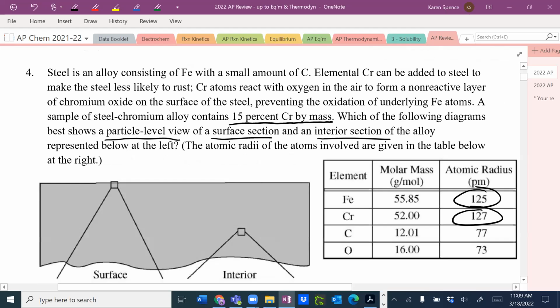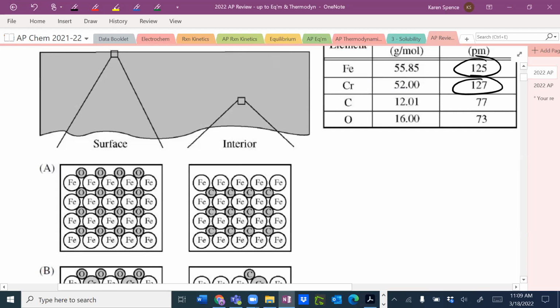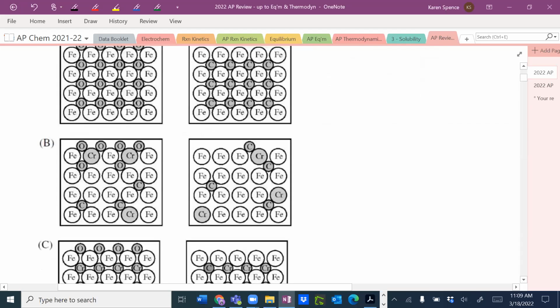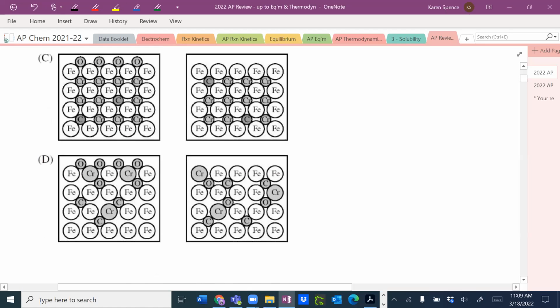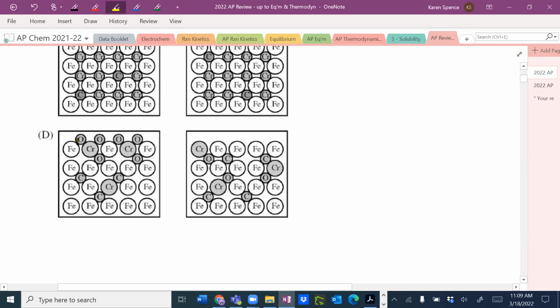so there is a protective coating of chromium oxide on the outside. So I would expect to see chromium and oxygen on the surface. So let's go through here and see if we see some chromium and oxygen on the surface. And I believe this one looks good for that, but let's just check out the others. Ooh, we also have some down in D. Okay, so our surface is looking like either B or D.